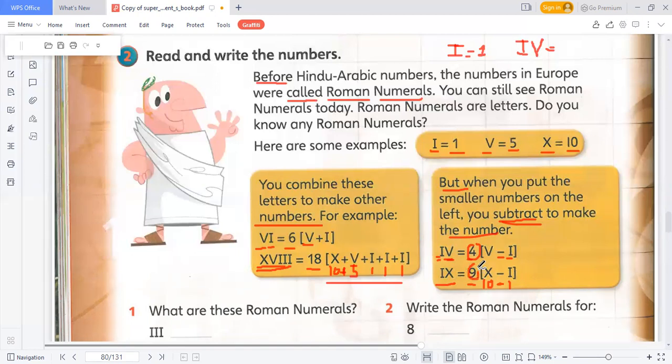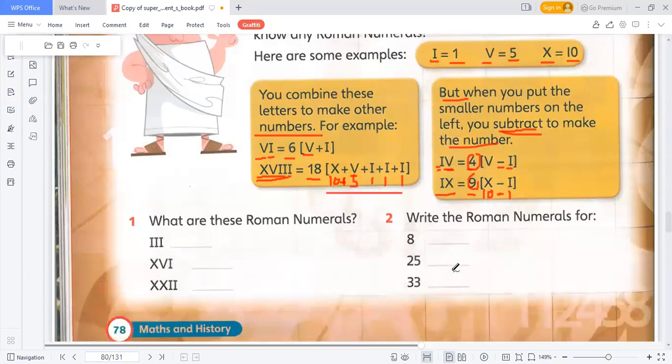Okay, did you understand now the use of Roman numerals? Yes. Good. So let's try the activity below. I guess there's an activity here. All you have to do is to put the Roman numerals. Okay, so what are these Roman numerals?